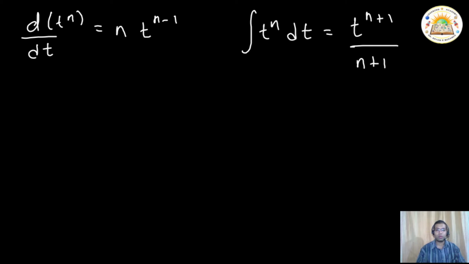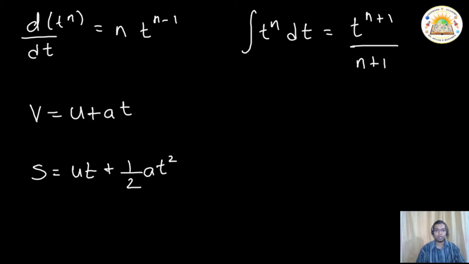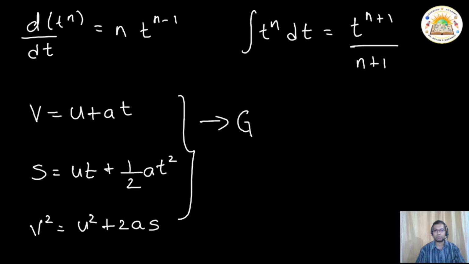Now, we know that there are three equations of motion. The first one being v is equal to u plus at. The second one, s is equal to ut plus half at square. And the third one, v square is equal to u square plus 2as. Now, all of these three we have derived graphically. So now let us go ahead and derive all these equations using integration and differentiation. That is the method of calculus that is there.